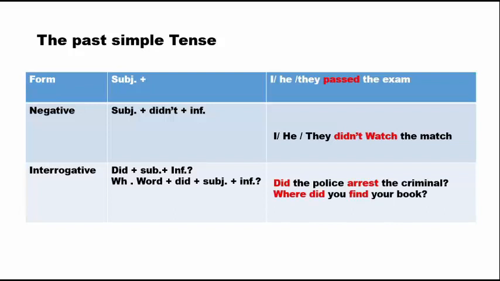Not only didn't, but also did as a question. If I have a question, I will start with did, then the subject, then the infinitive form. For example, did the police arrest the criminal? Have you seen the verb here? Did arrest. We didn't say arrested, we said arrest. Okay, number 2. Where did you find your book? Where did, to express past, you find, not found, your book. So if I have didn't or did, I have to use the infinitive form after that.